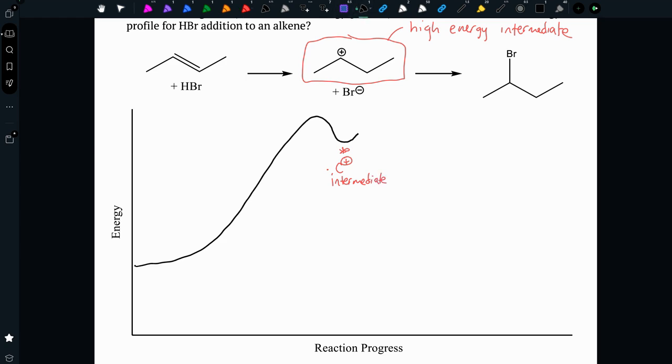And then after we form the carbocation, there's not going to be much of an activation energy for the bromide to bond to it. So the second hill should be short, and my product, turns out in this case, is lower in energy than where I started. So if we think about this reaction, the first step is what we call the rate limiting step. And my activation energy for this reaction would be the difference from the reactants up to this transition state, which is close in energy to that carbocation intermediate.